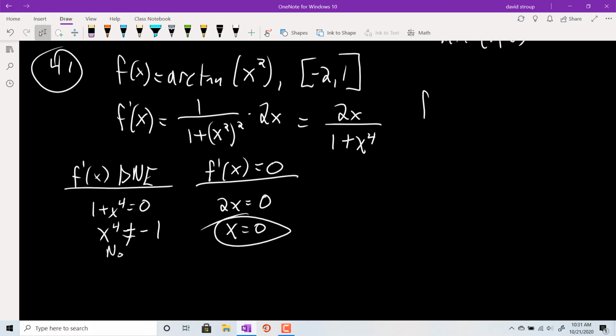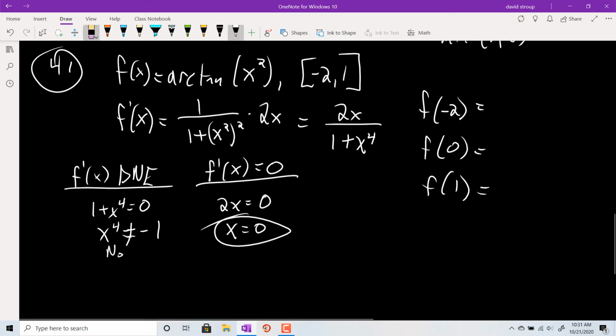Okay, so we have to evaluate the function at the endpoints and the critical numbers. So I plug in -2, I'll have -4 all over 1 plus 16, which is 17. Plug in, I made the cardinal error, didn't I? I have to plug these into the original function. I apologize. So the first one will be arctan of 4. The second one will be arctan of 0, that's just equal to 0.